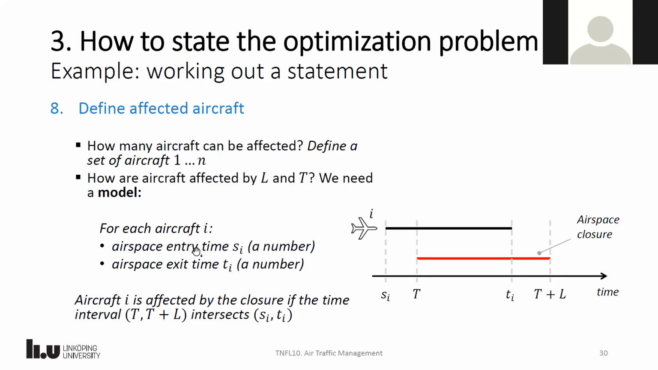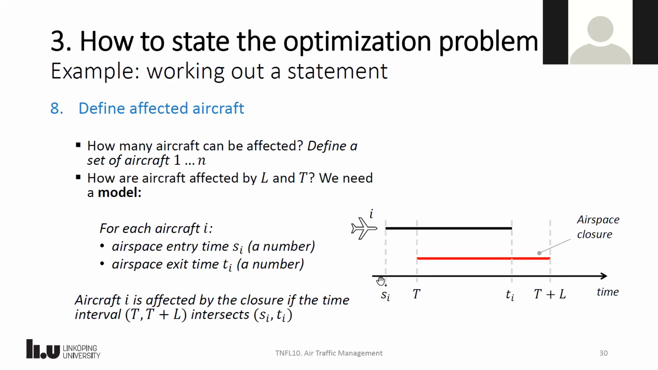So for each aircraft we have the airspace entry time, which is S sub I, and the airspace exit time, which is T sub I. These two numbers are given for each of the aircraft, and we have n of them. So these over here are our inputs as well. So we have this number of aircraft that want to enter the airspace at a given time and to exit it at another given time.